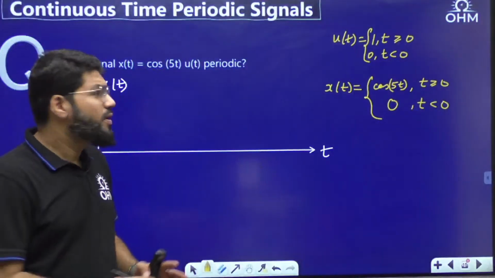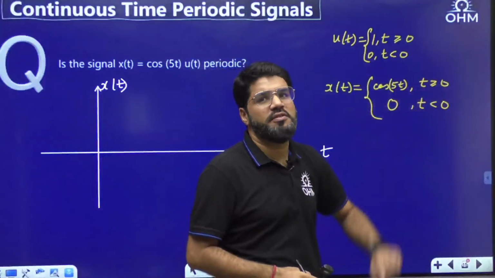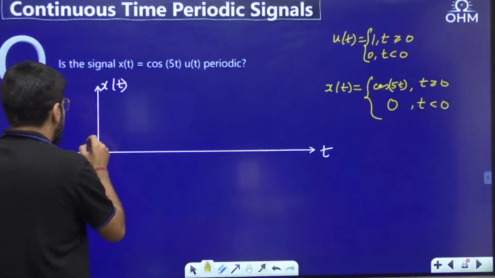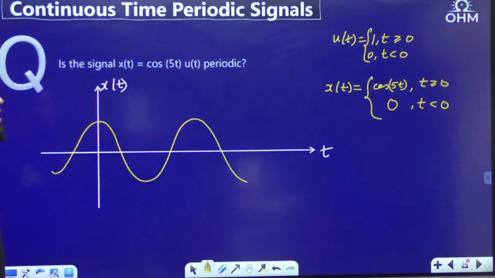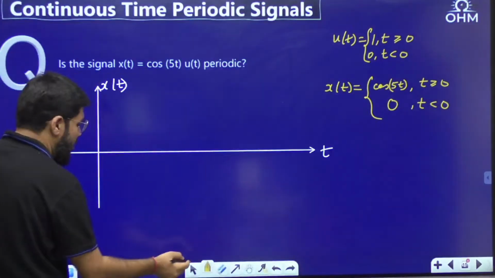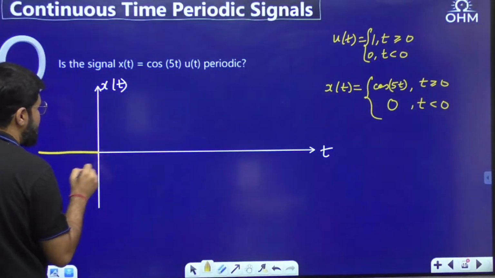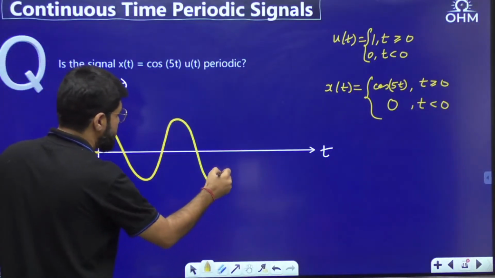So here you get a cosine waveform, a sinusoid waveform, which is going to exist only for the positive values of time, which is only right sided. Normally this is the cosine waveform you have seen. But in this case the cosine waveform will only exist for t greater than or equal to 0, and on the left hand side it is 0, and this is the cosine waveform that is then going to exist.